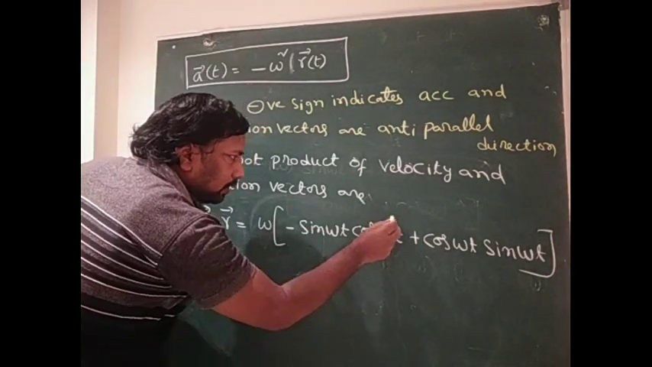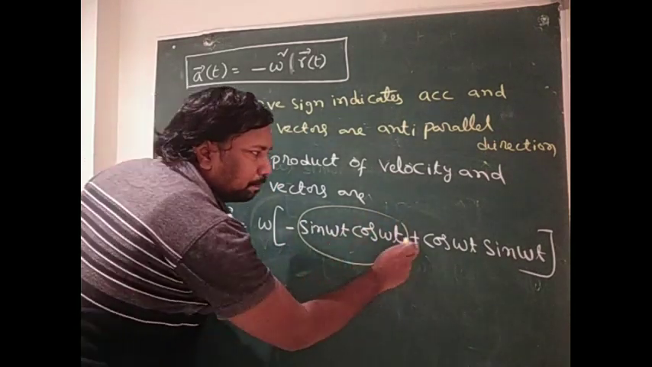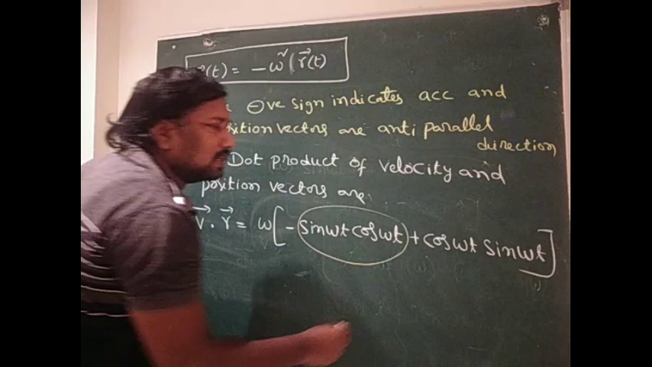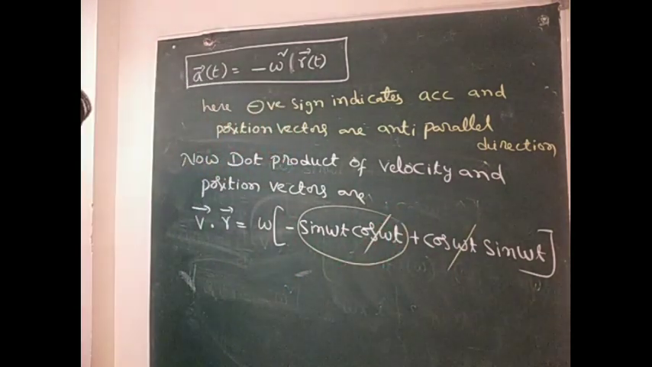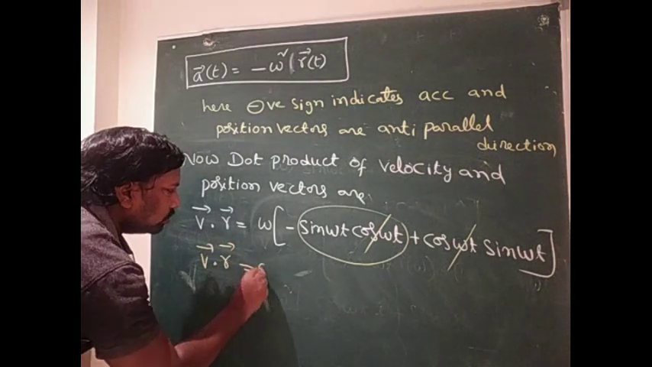So this is the x, that is minus x plus x. So minus x plus x are cancelled. So therefore v bar dot r bar equal to 0.